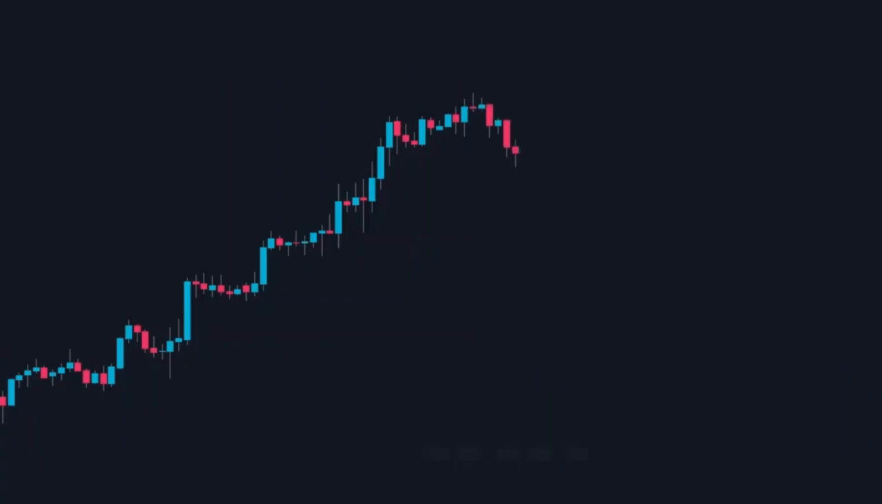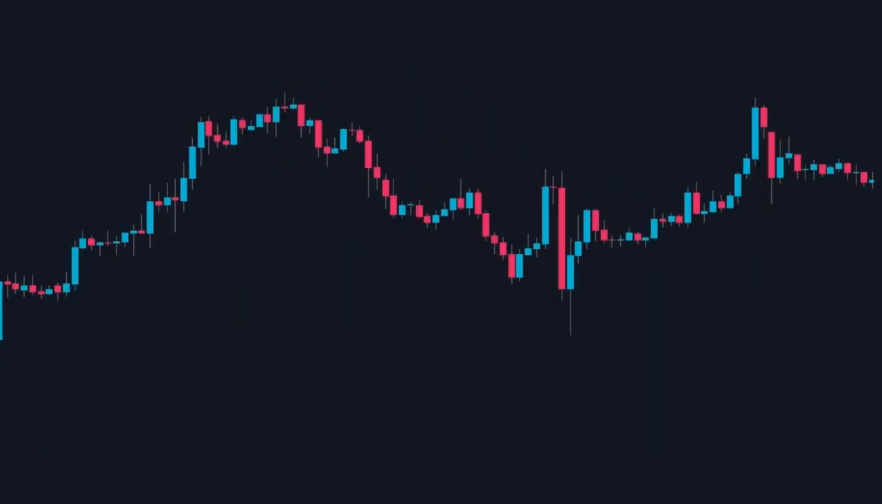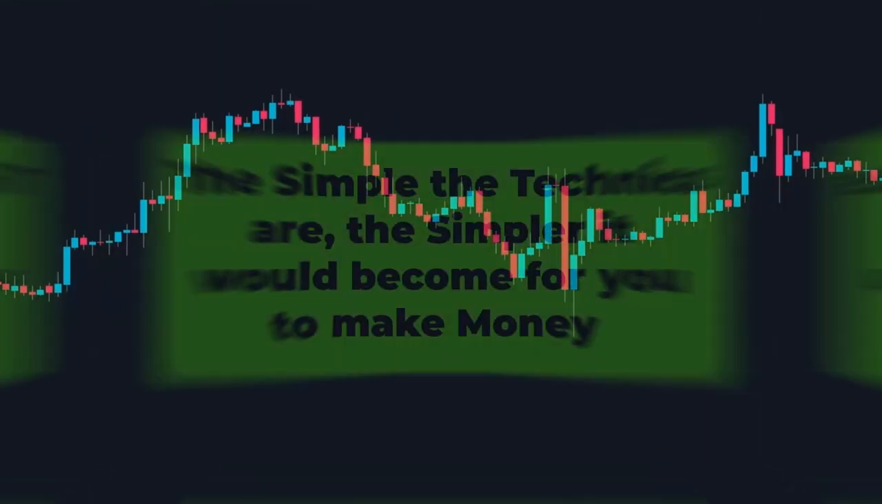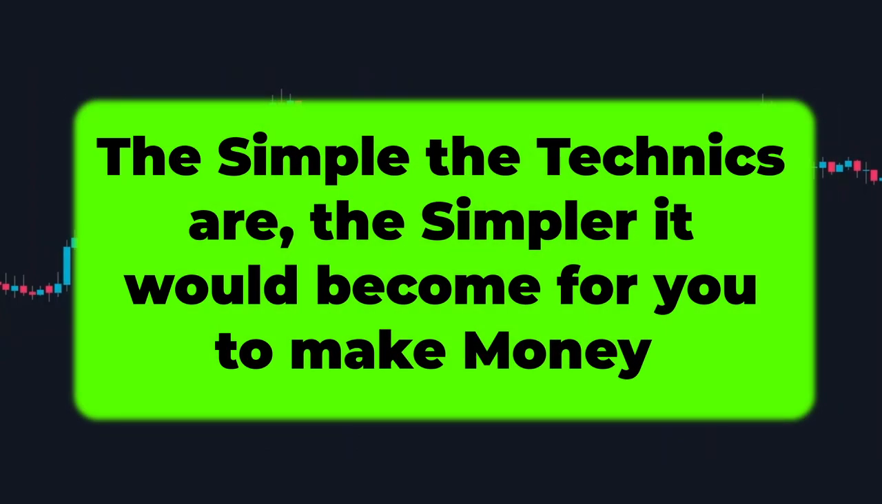To begin with, let us first understand why we should use the price action and not other tools. A large number of traders are drawn to complex analysis, which makes it challenging for them to make money from the market. And that's why we recommend using simple techniques. The simpler the techniques are, the easier it will become for you to earn money from it.